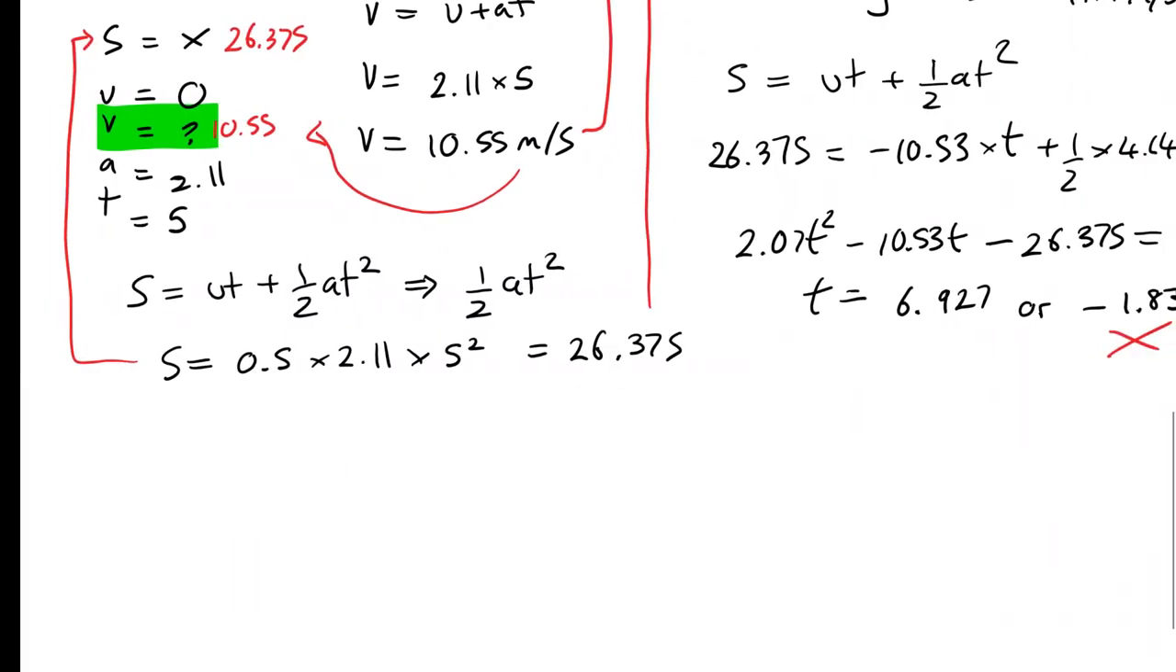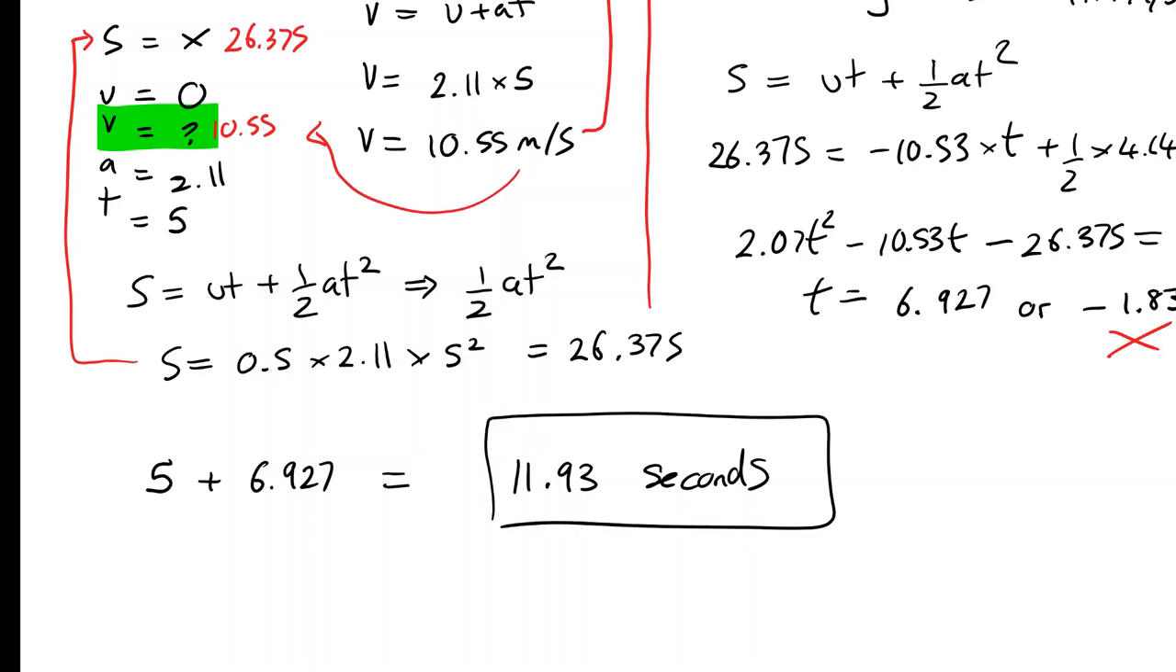And we've pretty much got the question at this point. It takes 5 seconds to run up the slope under acceleration, then it carries on up the slope for a bit and then comes all the way back down to its original position in 6.927 seconds. So this takes a total of 11.93 seconds to get back to its original position. And that's the end of the question.